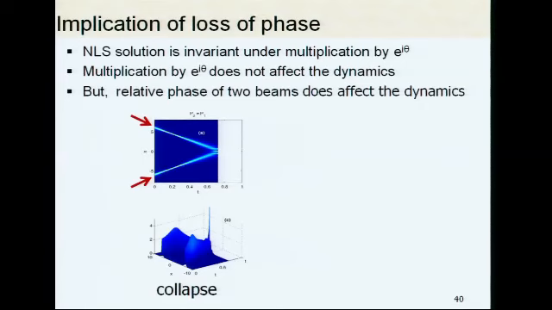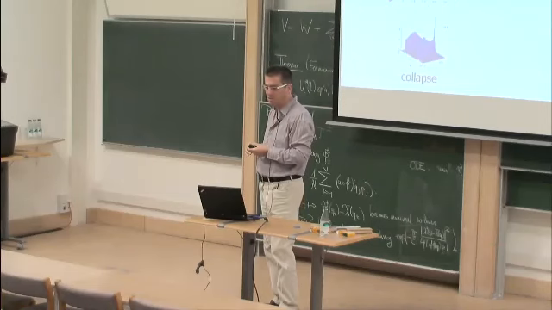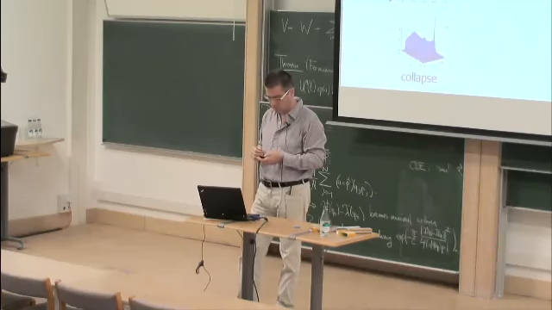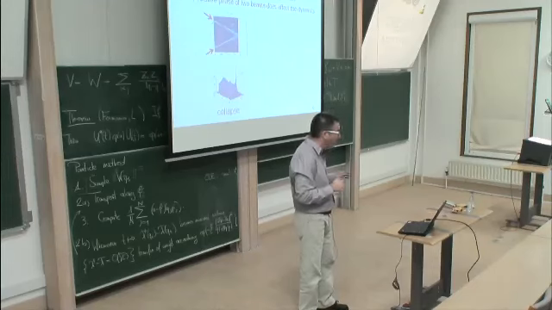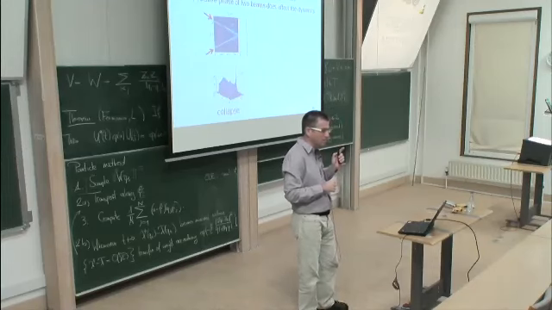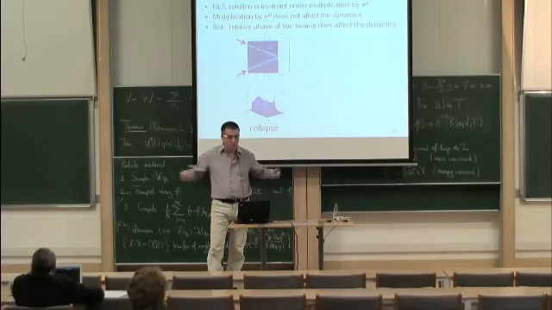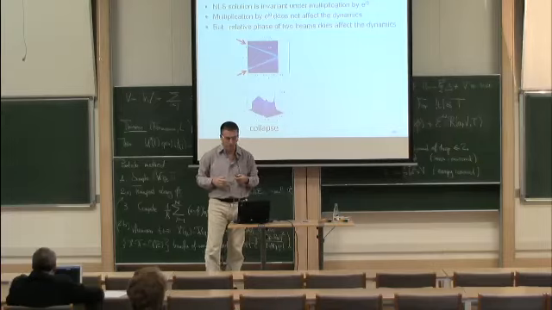Now, you can say, why should we care about the fact that we lose the phase? It's interesting mathematically, but if you take an NLS solution, you multiply it by e to the I theta, it remains the same NLS solution. Multiplying the initial condition by e to the I theta has absolutely no effect. So why does it matter that we lose the phase information? So the answer is that, yeah, if you have just a single beam, it doesn't really matter. But the real interesting effect is when you have two beams intersecting.